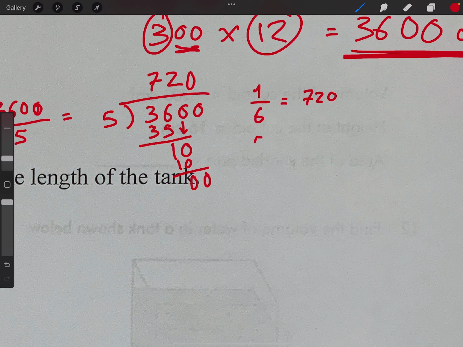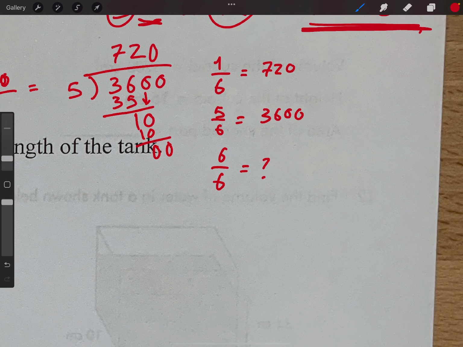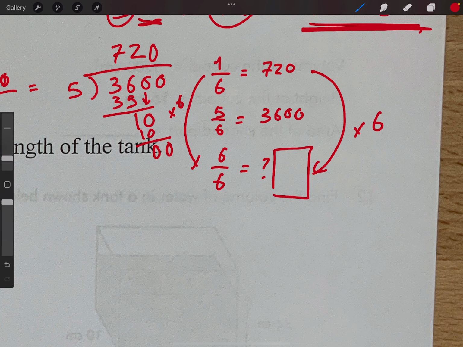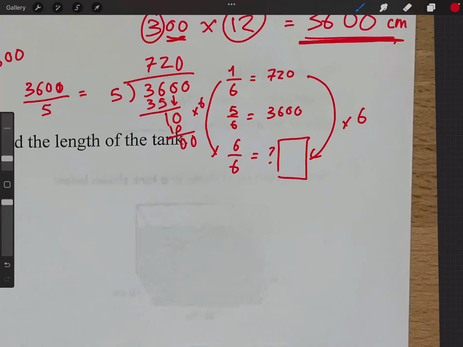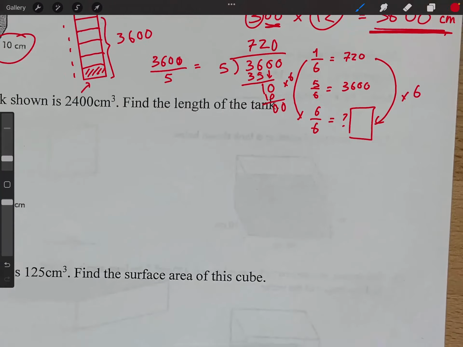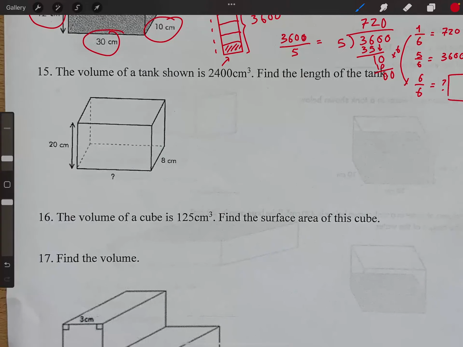We know that 5 out of 6 is equal to 3,600. We want to know how much 6 out of 6 is. Can you work it out? Just from here to here, we just have to multiply by 6, and you'll get the amount that the whole tank can contain. I hope that makes sense.